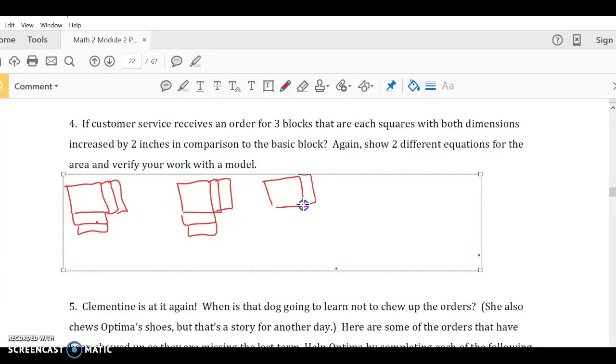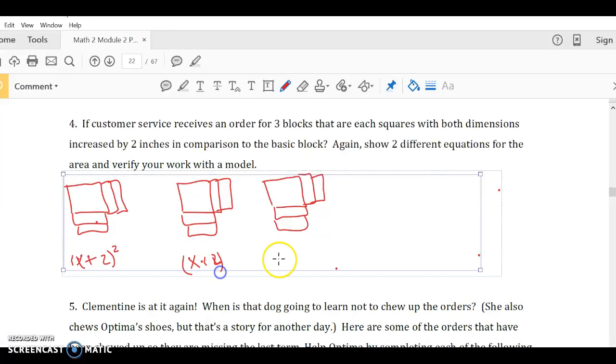Okay? So when we go to do this one, we know right away the area of each of these is going to be x plus 2 all squared. And we have how many of them? We have 3 of them. Let's use the handwriting here. So now right away we know we have 3 times x plus 2 all squared.